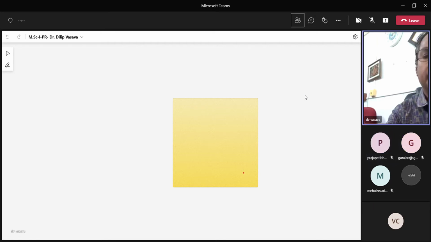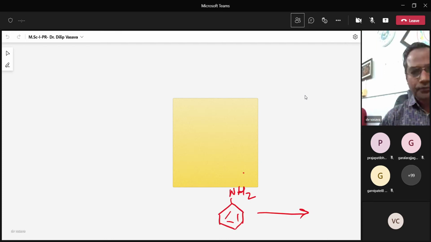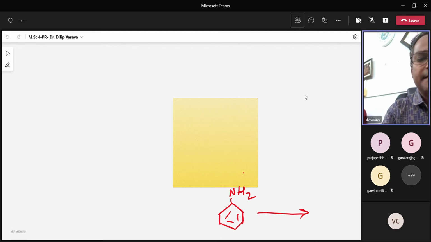So NHCOCH3. Okay, so this is a product. This one is the aniline.